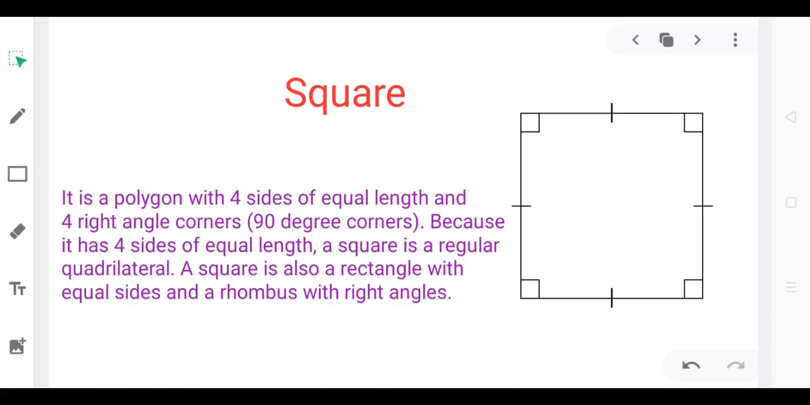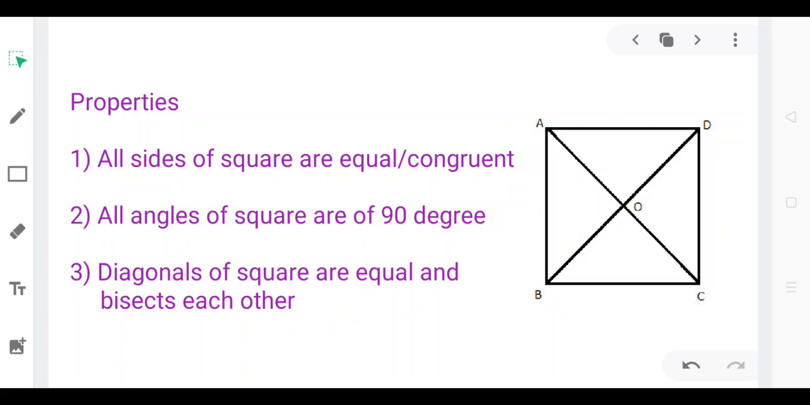The next figure is the square. So what is a square? It is a polygon with four sides of equal length. Here all sides are equal and it has four right angle corners, that means 90 degree corners. Because it has four sides of equal length, a square is a regular quadrilateral. A square is also a rectangle with equal sides and a rhombus with right angles. Now let us discuss its properties.